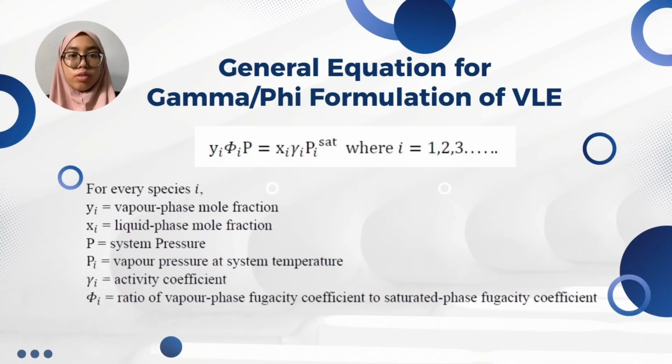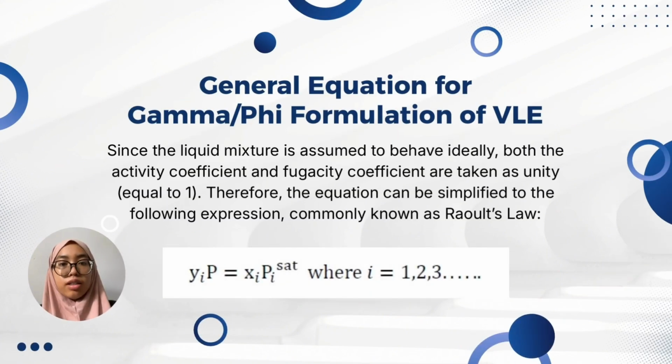This slide shows the general equation used for vapor-liquid equilibrium, or VLE. This equation relates the liquid and vapor compositions at equilibrium and forms the basis of our flash calculations. Since the mixture is assumed to behave ideally, the general VLE equation can be simplified into Raoult's law. This simplified equation is used throughout our calculations.